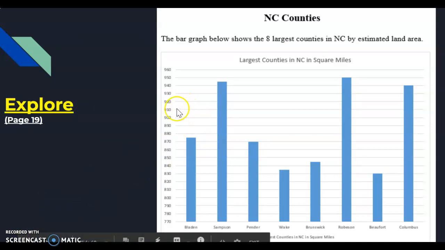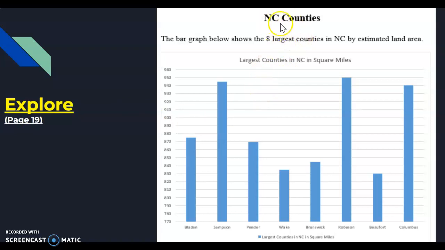So our next exercise is going to be related to North Carolina counties. This can be found on page number 19 in your math binder. You can follow along with your sheet, or you can watch it on the screen, but you're going to need that page to do some work on.